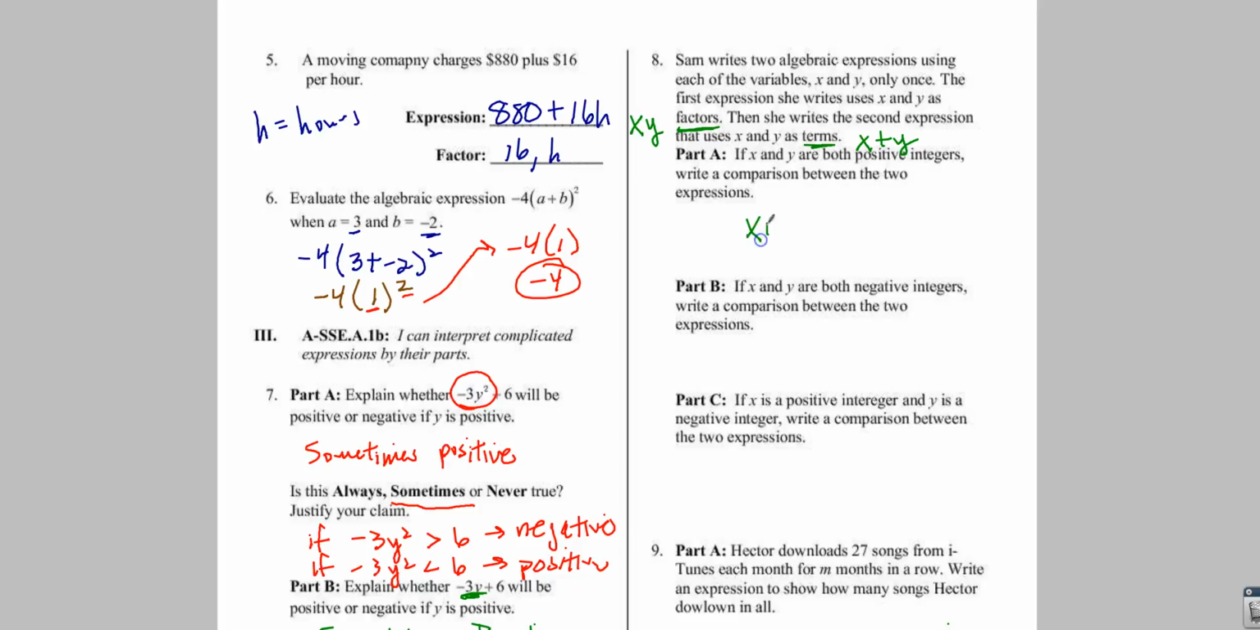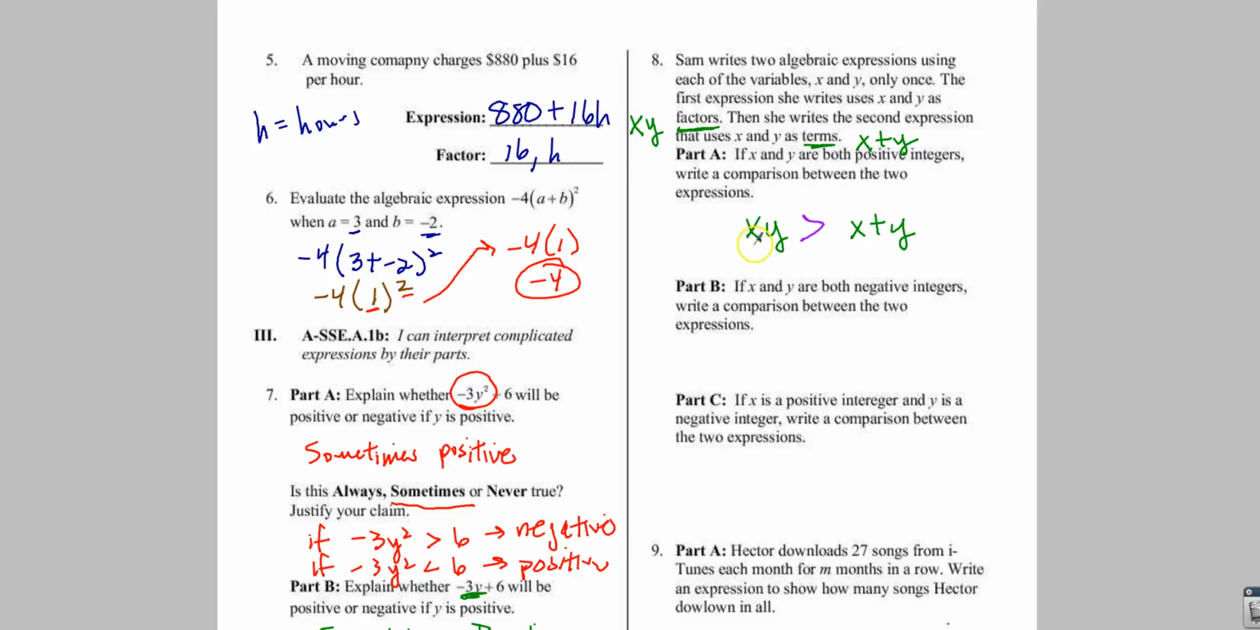So we have xy, and we're comparing it to x plus y. And the comparison needs to be inequality symbols. So this one's a little tricky because there's a couple cases that could happen. You could say xy is generally going to be greater than x plus y, but there are a couple examples where it won't work.